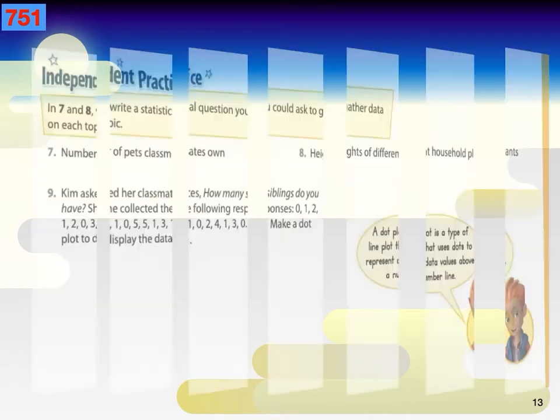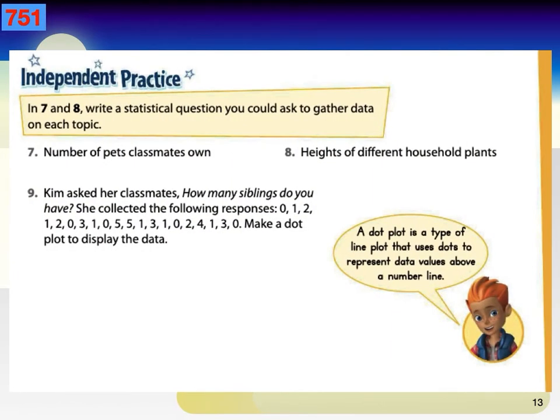For independent practice, number 7 to 9. Of course, you're going to do this on your own. You can pause the video. But after you answer question 7 to 9, let us check your work. Okay, number 7. Number of pets classmates own. So we are going to write a statistical question you could ask to gather the data on each topic for 7 to 8. So for number of pets classmates own, you can ask them, how many pets do you own? Number 8. Heights of different household plants. So you can ask your classmates, how many inches tall is each plant?